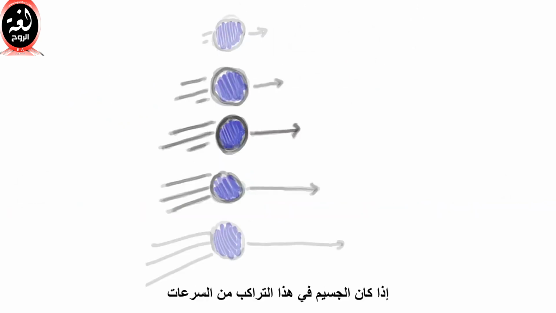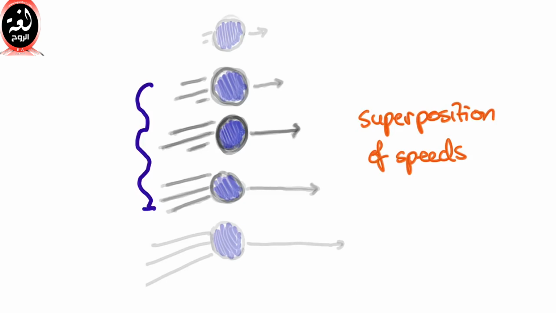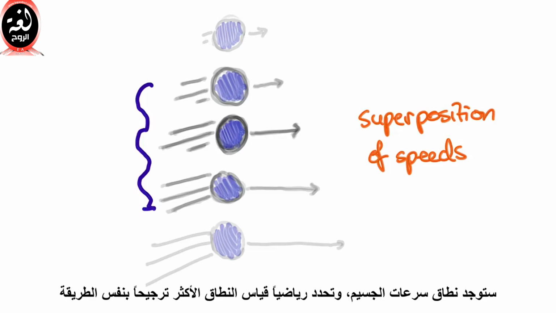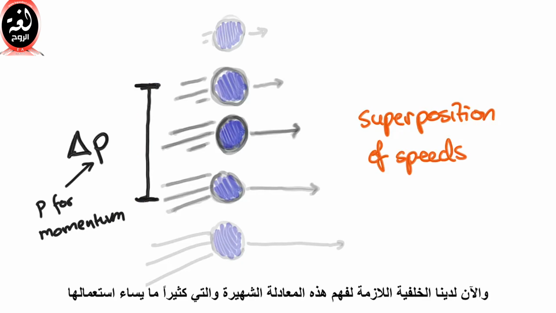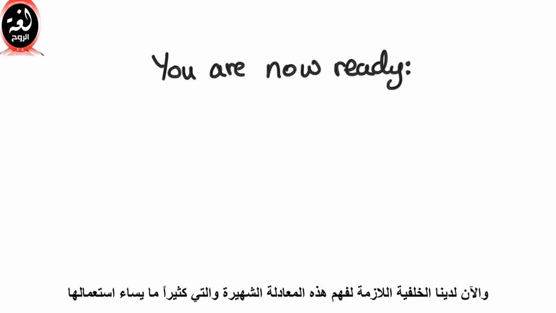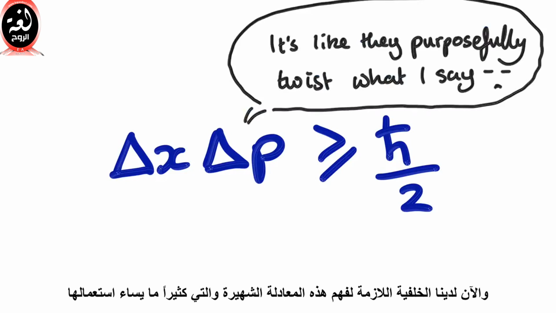Okay, so we can similarly talk about momentum. The particle is in a superposition of speeds. So which speeds are weighted the most heavily? Again, you'll find it's some range, and you quantify the size of this range mathematically in exactly the same way, and call it delta p. Now we have the stage set for understanding that famous misused equation.